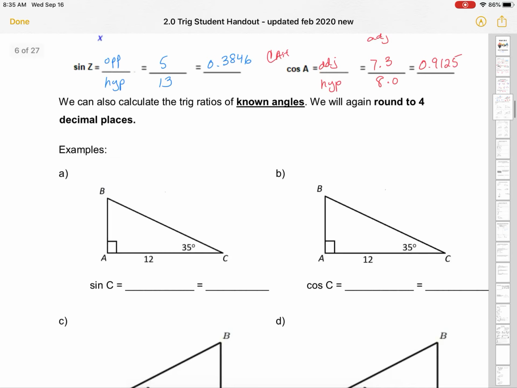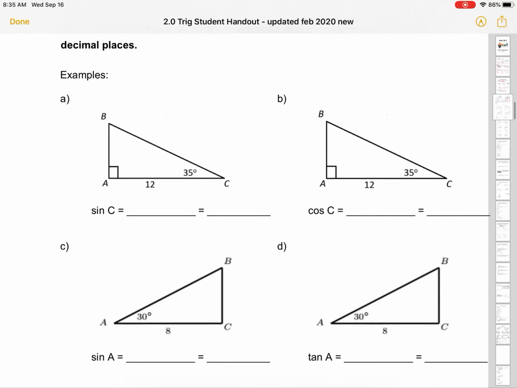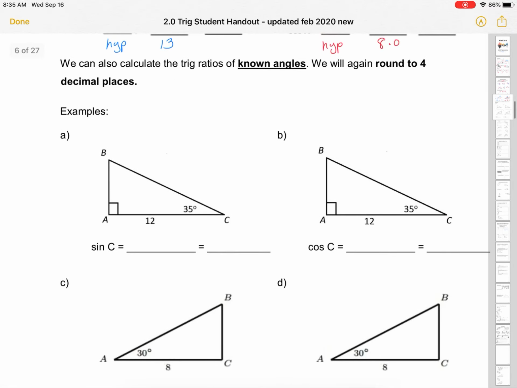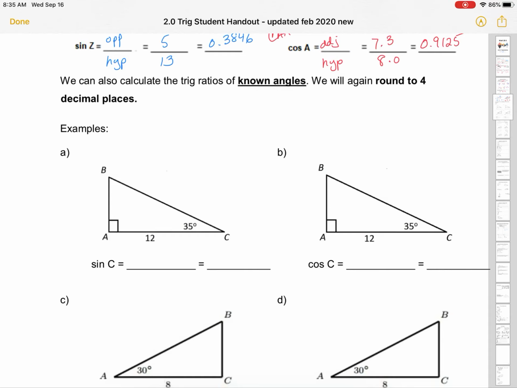All right, now we can also calculate the trig ratios of known angles. We are again going to round to 4 decimal places. What you're going to do is put in that value and just find the ratio on your calculator. We know that sine of C is 35, so we're looking for sine of 35. For scientific, you put 35 in and hit the sine button. For graphing, you type in the sine button first and then hit 35, and you'll get 0.5736, rounding to 4 decimal places. I round up that last digit.